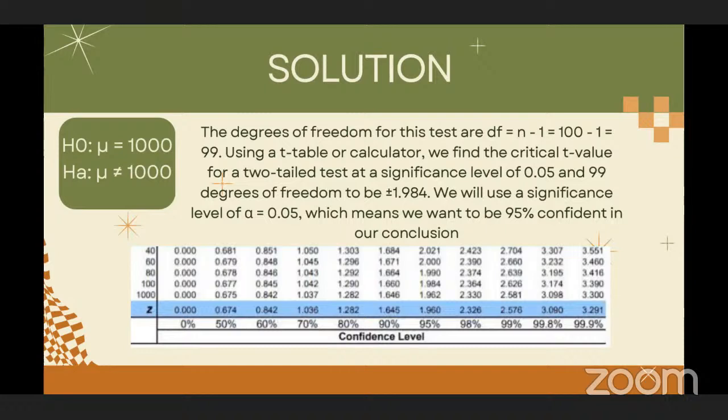Next, H0, the null hypothesis, is that the average order value is equal to 1000, and the alternative hypothesis is that the average order value is different from 1000.